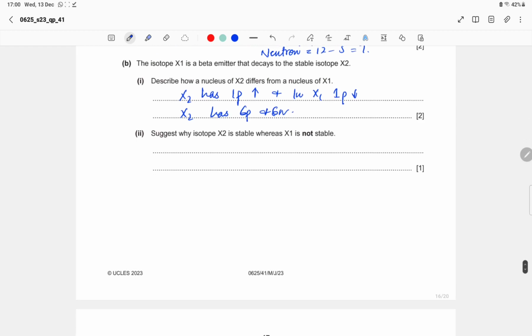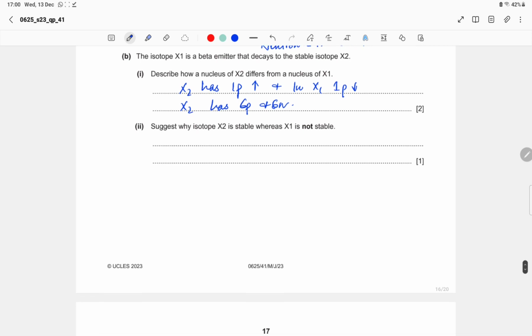Suggest why isotope X2 is stable whereas X1 is not stable, because X2 has fewer neutrons in the nucleus. So this is the reason why it is more stable.